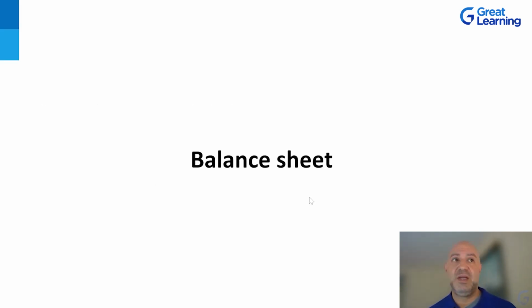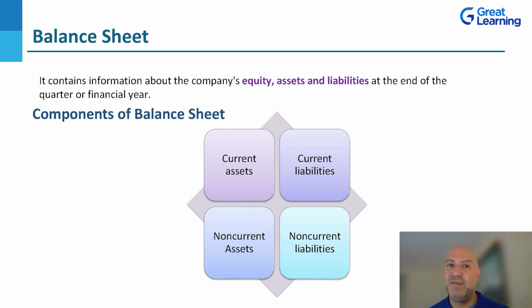Now, balance sheet. The balance sheet, I've alluded to earlier in the presentation. It contains information about the company's equity, assets, and liabilities at the end of a quarter or financial year. Sometimes it's done more frequently, but it lays out each different equity, all the investments, your assets, your liabilities in a vertical spreadsheet.